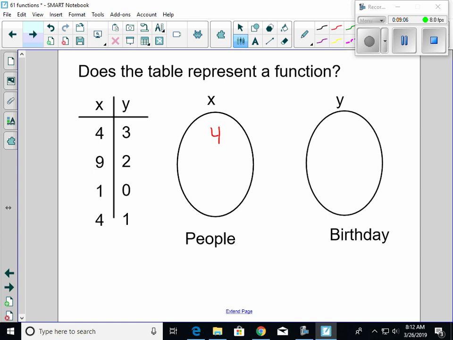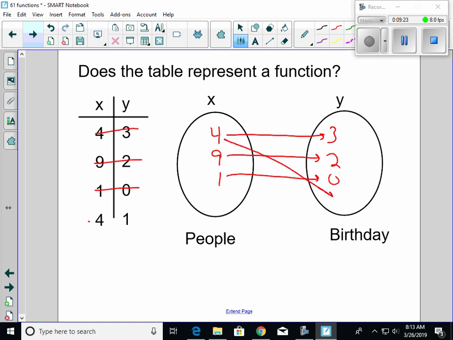Okay, 4 is mapped to 3. 9 will be mapped to 2. 1 will be mapped to 0. And 4 will be mapped to 1. Is this one a function? Okay, this time the answer is no, because that x is split between 2 different y's. One person has 2 different birthdays. That cannot happen.